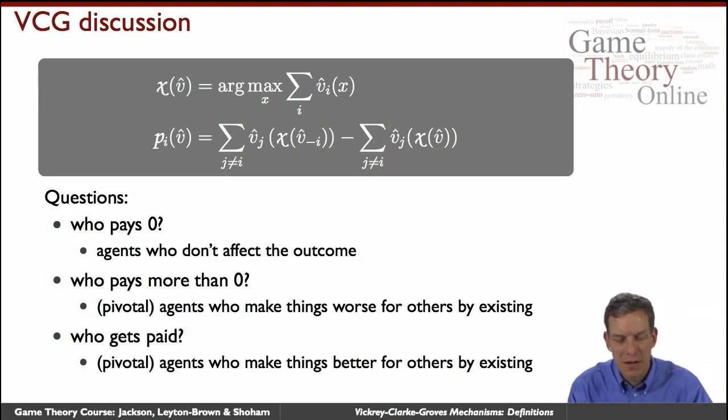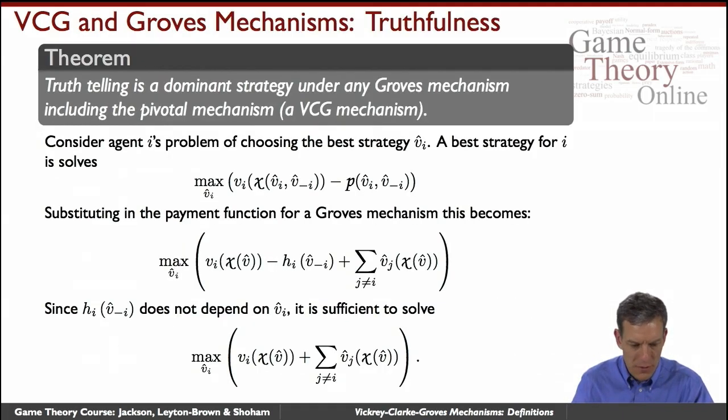Who ends up getting paid? Well, people can in some circumstances, under some of these mechanisms, get paid by making things better off for other individuals. Okay, one nice thing about these mechanisms, and the beauty of these mechanisms, is that truth-telling is going to be a dominant strategy under any Groves mechanism, including the pivotal mechanism or these VCG mechanisms. So when we have this basic form, the theorem tells us that truth is a dominant strategy.